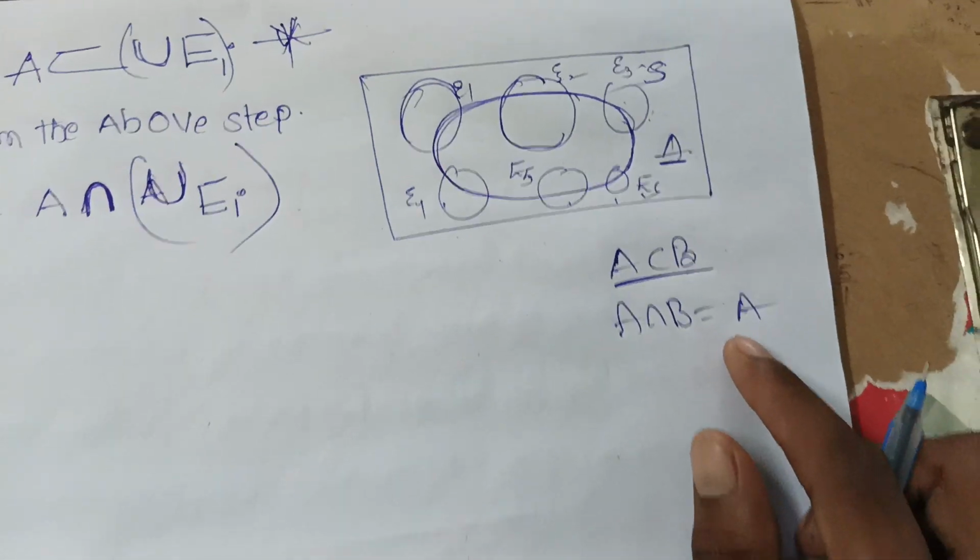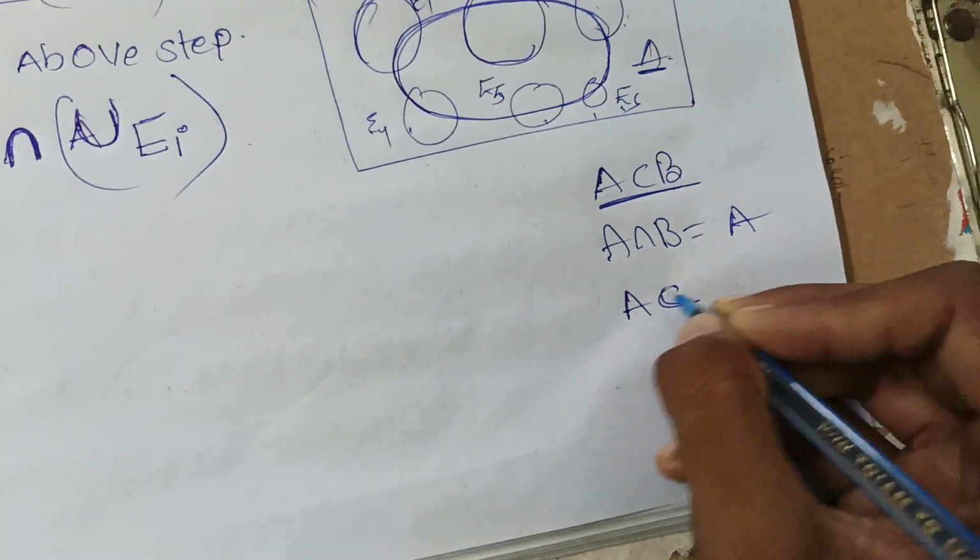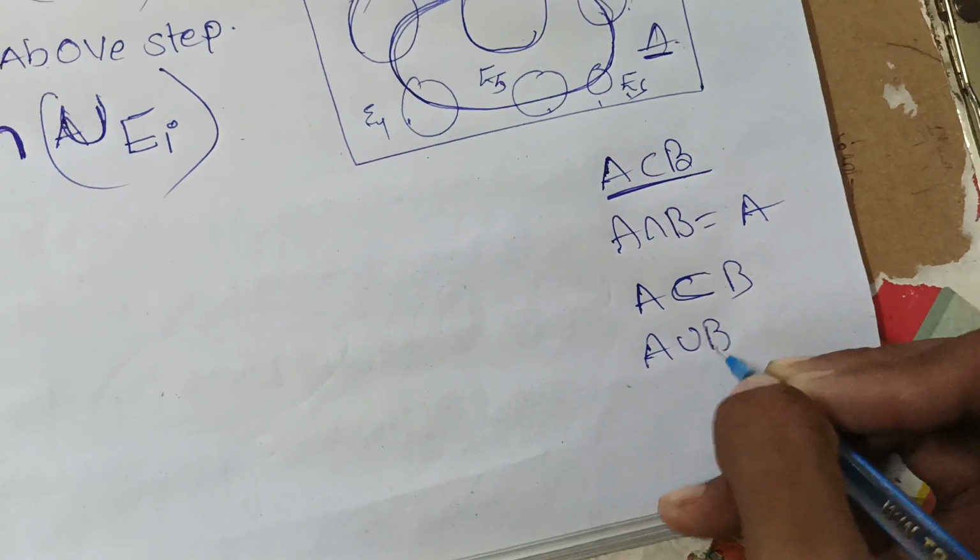Then A intersection B must be A. Whenever A is a subset of B, then A union B must be B.